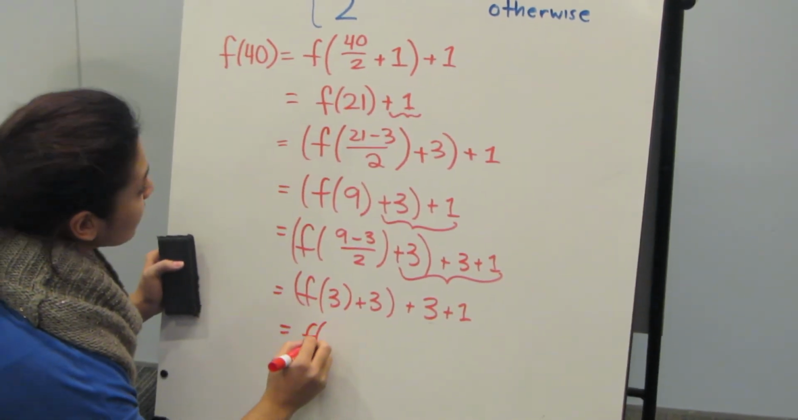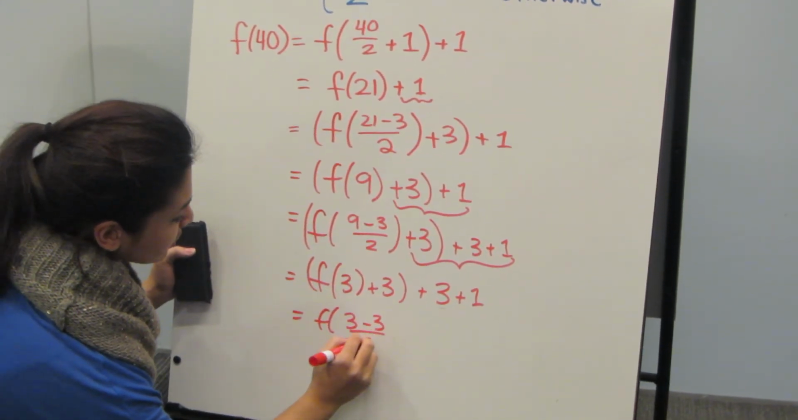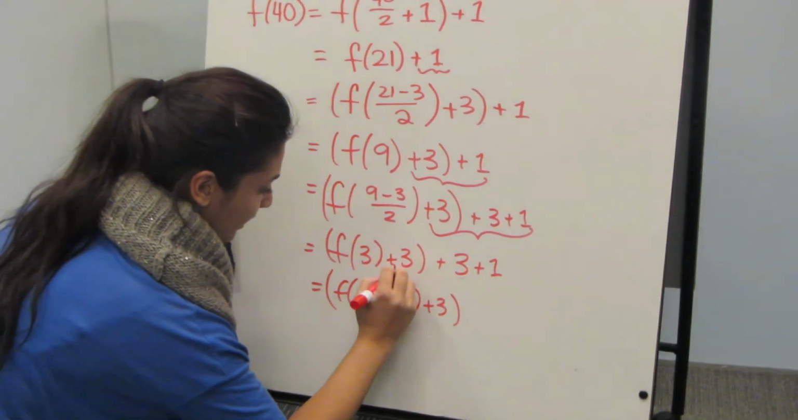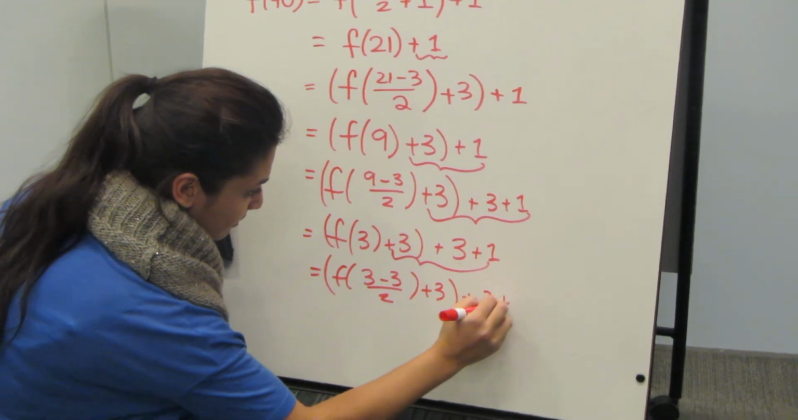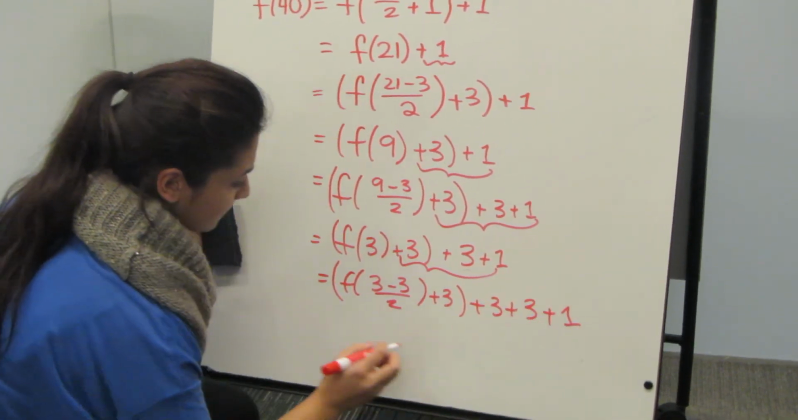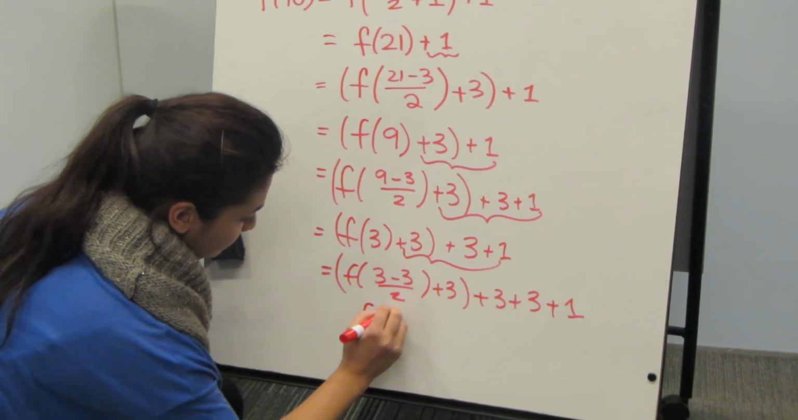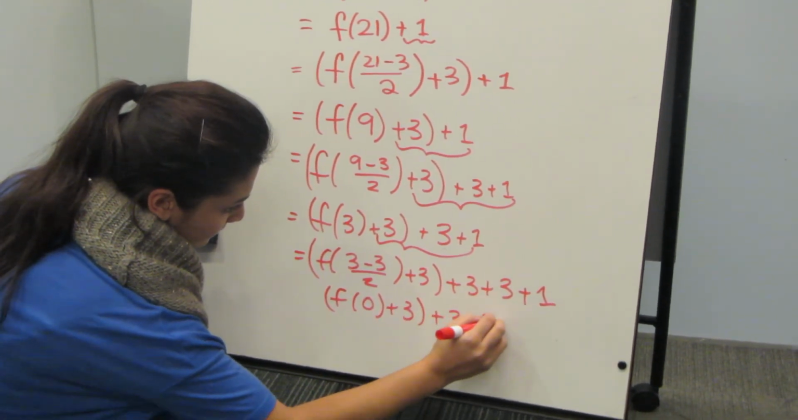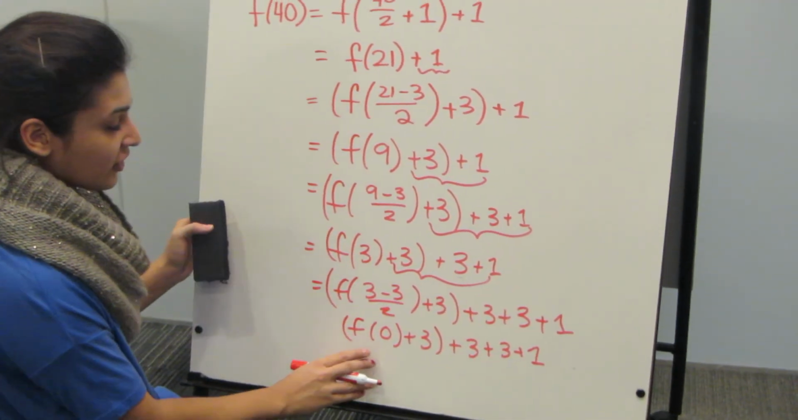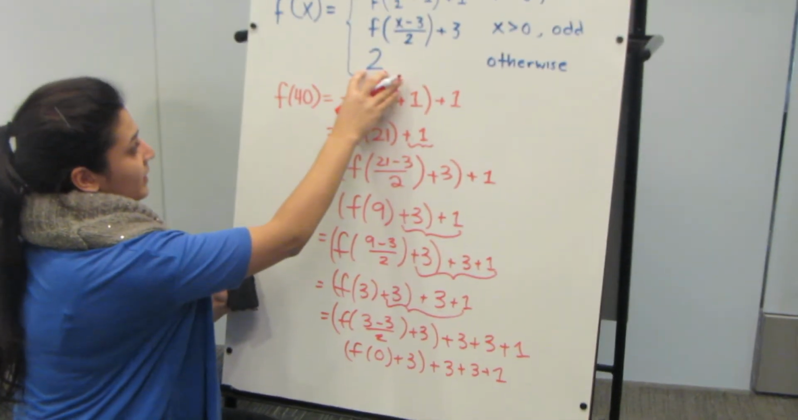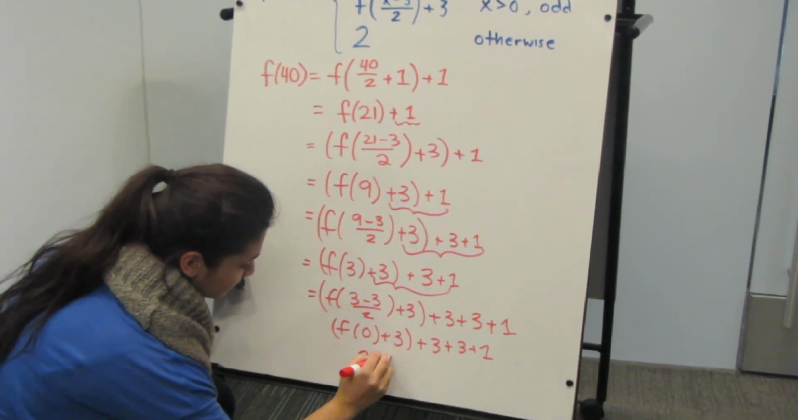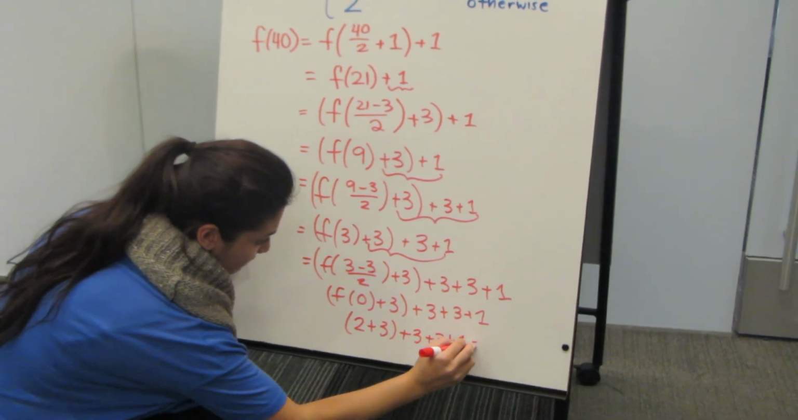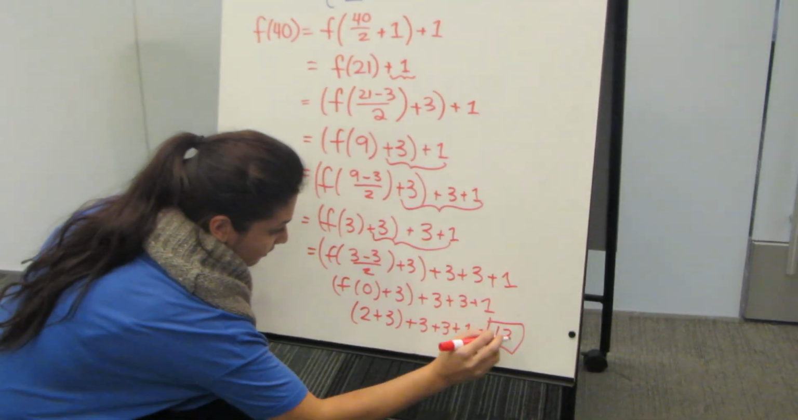We get f of (3 minus 3) over 2 plus 3, and we have this remaining plus 3 plus 3 plus 1. So we have f of 0 plus 3 plus 3 plus 3 plus 1. F of 0 is neither odd nor even, so we use the output, which is 2. 2 plus 3 plus 3 plus 3 plus 1 gives us a final answer of 12.